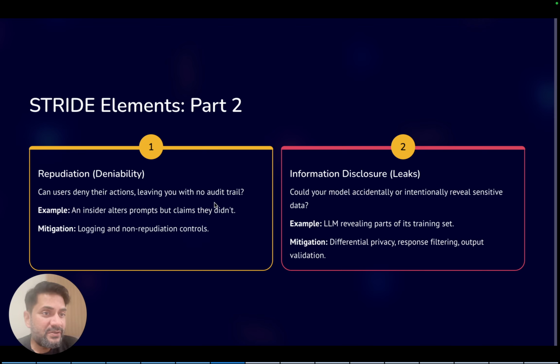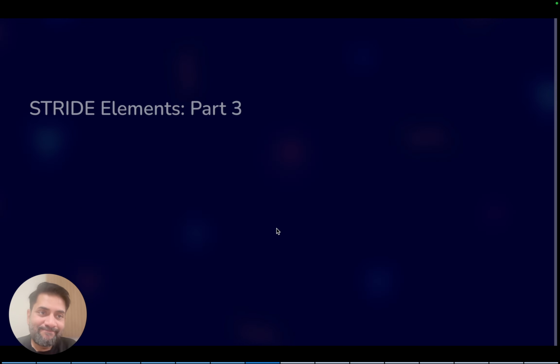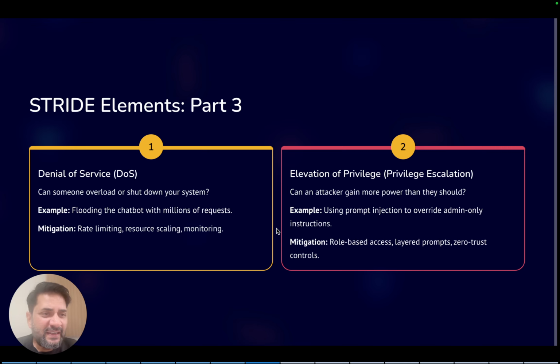Number 4 is information disclosure, the leaks. Could your model accidentally or intentionally reveal sensitive data? Example, LLM revealing parts of its training set. The mitigation here would be differential privacy, response filtering, and output validation. Next is denial of service. Can someone overload or shut down your system? For example, flooding the chatbot with millions of requests. Mitigation: rate limiting, resource scaling, and monitoring.